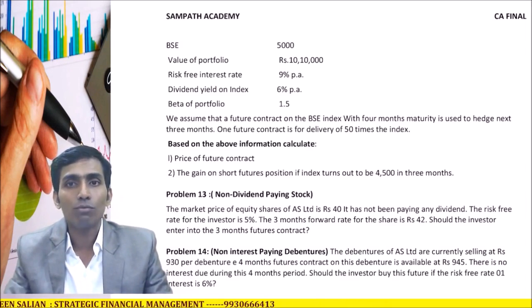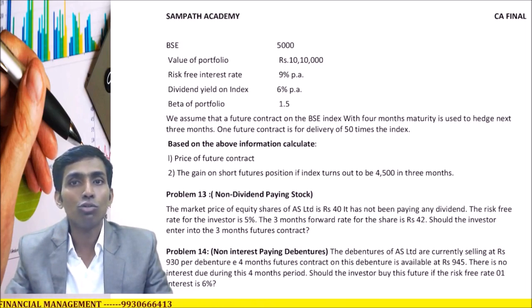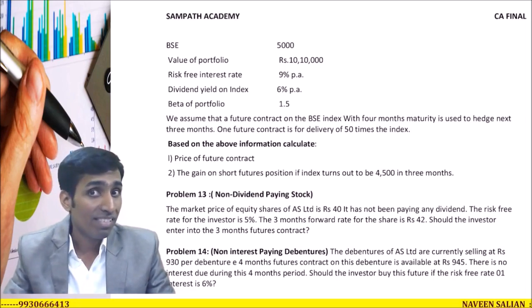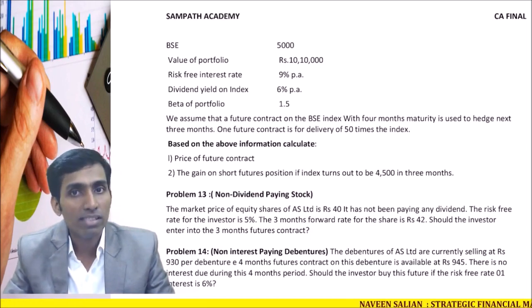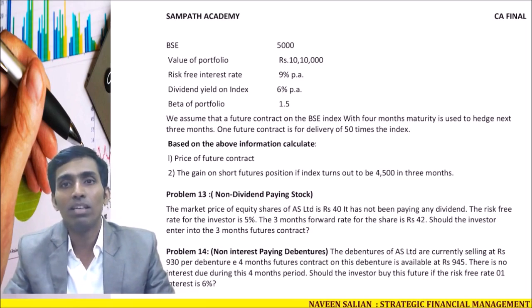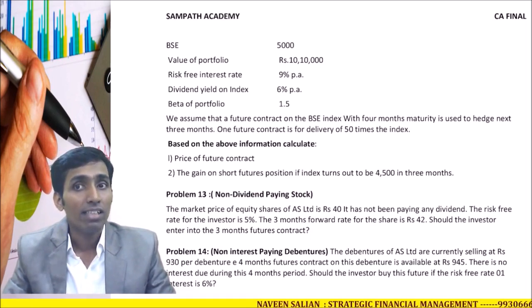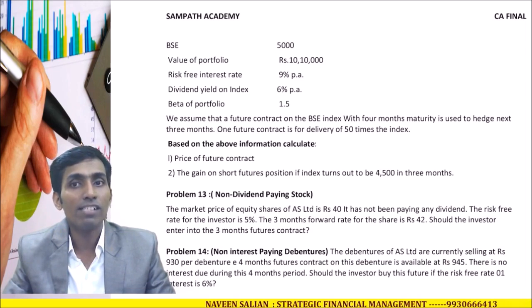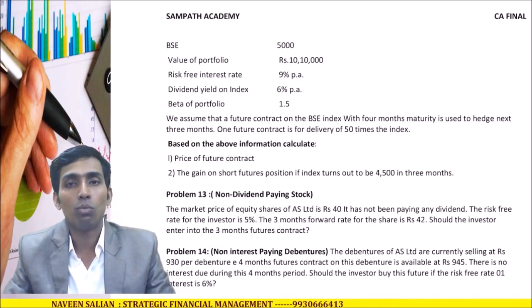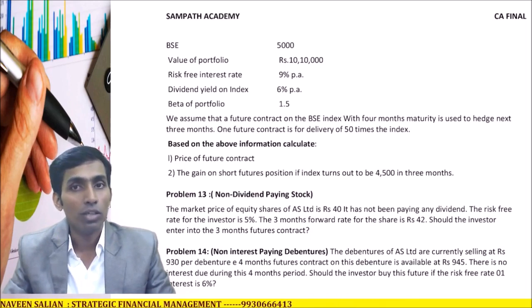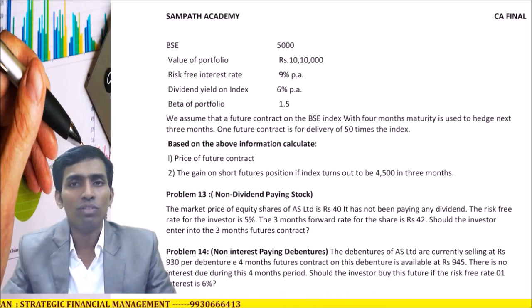We assume that a future contract on the BSE index with 4-month maturity is used to hedge the next 3 months. Now what the question is saying is, understand, you want to hedge for 3 months, but the derivative instrument available in the market for the BSE is for 4 months. It means the actual period for which you want to hedge is not matching with what the future is available. So what we need to do, we will learn in this question.